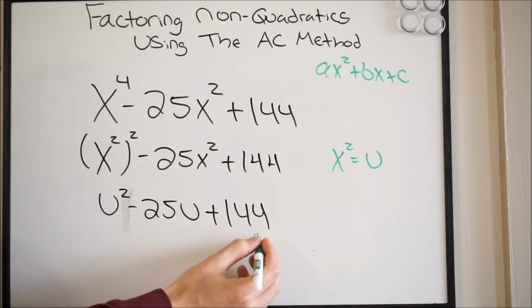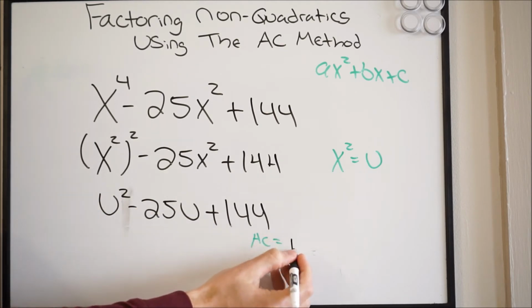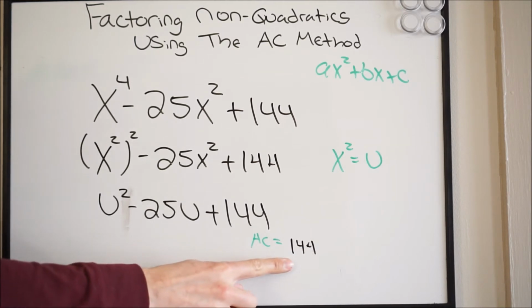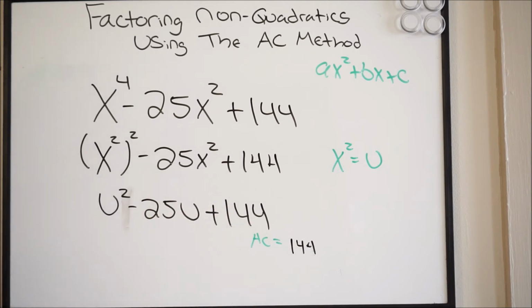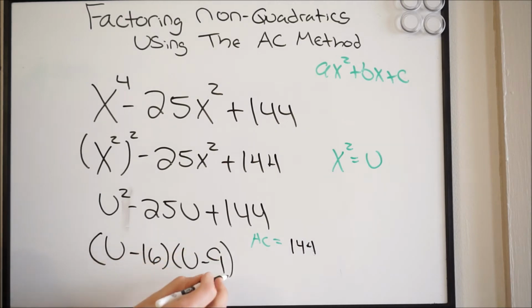So if we do that, we'll do a times c, which equals 144 times 1, that's going to be 144. And then we say to ourselves, what two numbers when we multiply are going to be 144, but add up to negative 25. And that is going to be negative 9 and negative 16. Okay, so I'm going to write this as u minus 16 and u minus 9.